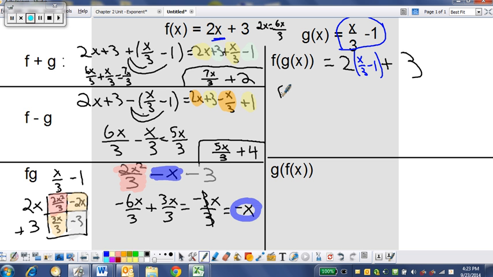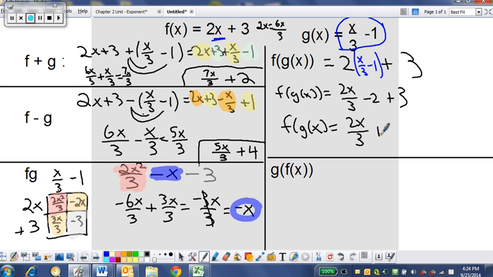What do I end up with? So f of g of x equals 2 times x over 3 is 2x over 3. 2 times negative 1 is negative 2. Plus 3. That's it. Sorry, ignore that. So f of g of x is 2x over 3 plus 1. And thank goodness I don't have to combine like terms, because there are no like terms other than my numbers, and I've already done that. Negative 2, positive 3, positive 1.